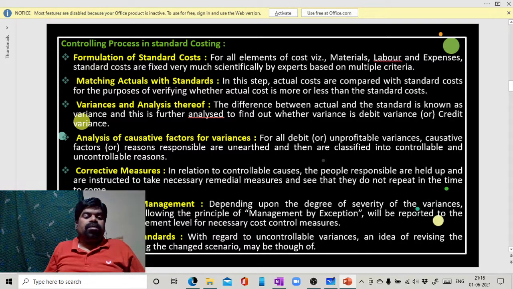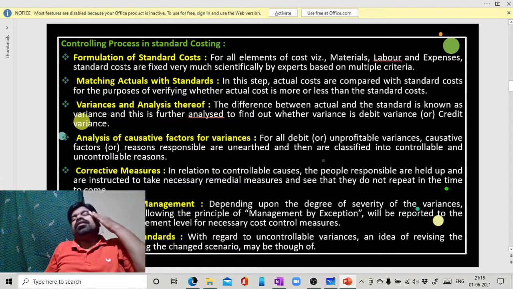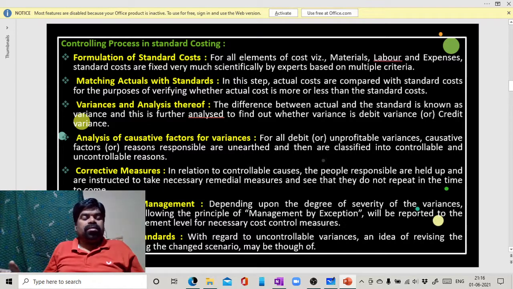Next, matching actuals with the standards. So already we calculated a predetermined cost. Based on that, what will be done in the future? So what is the actual cost will be there? So this actual cost and standard cost will be compared. In this step, actual costs are compared with standard cost for the purpose of verifying whether actual cost is more or less than the standard cost. That we will know. So that's why matching the actual cost and the standard cost can be done in controlling process.